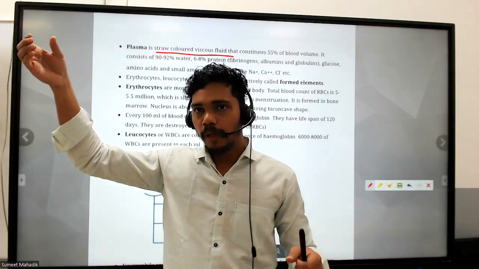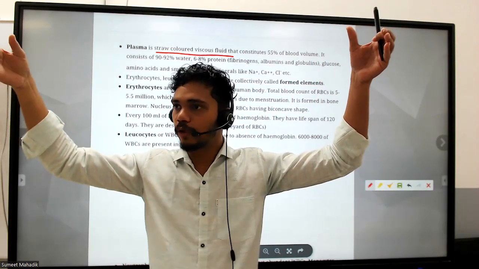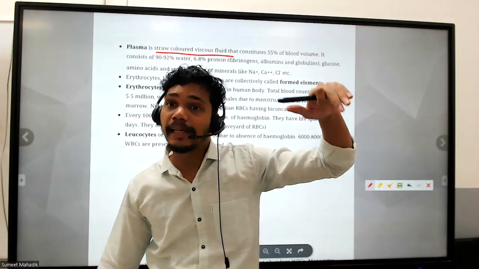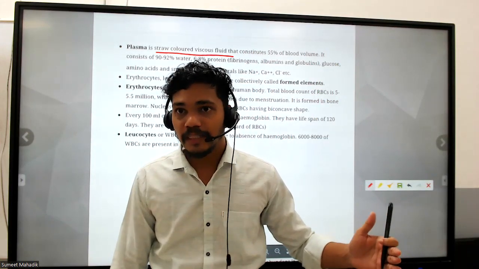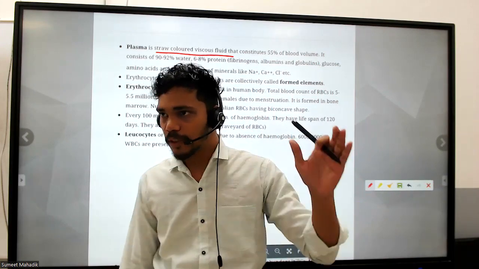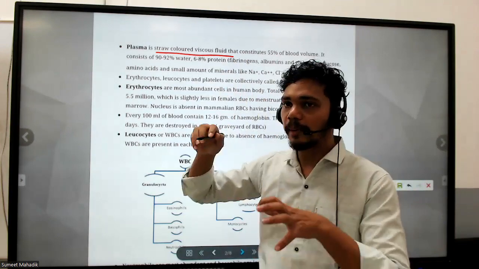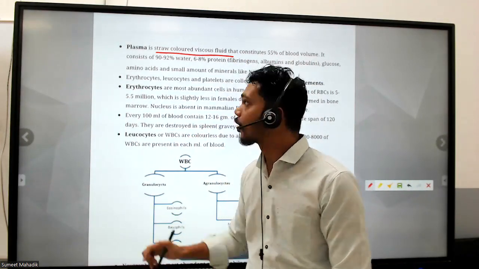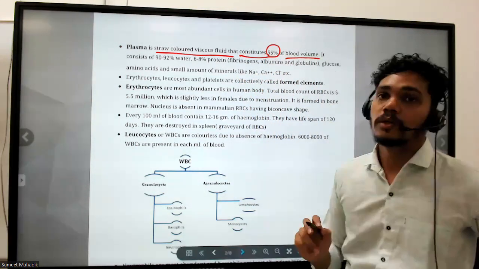I have a bottle of oil in my hand, and one bottle of water. I just spill it off. Who goes first? Water. But oil takes time. So can I say that oil is more viscous? Viscous means it has fluidity in a viscous manner. So viscous fluid means what? It's not able to flow directly. It's not able to spread directly. It takes a little time. So it considers 55% of the blood volume.